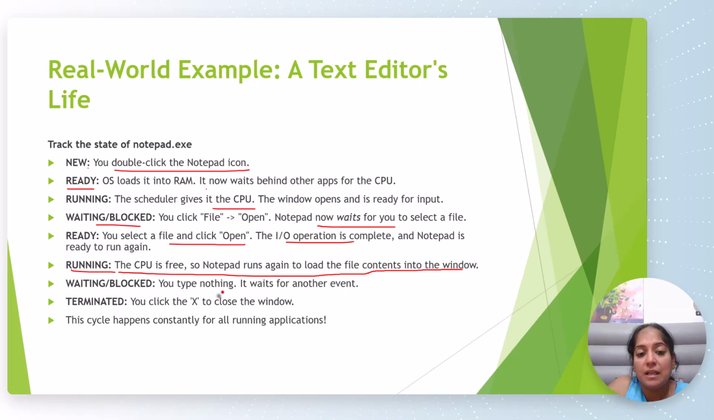Now you type nothing, so it is again waiting for you. Either you select some option from the menu bar, or you type anything, delete anything, you perform some operation. So it is waiting for you. That is the waiting state. You click X to close the window, or you save your file and then close the editor. So that is the terminated state. So this is the cycle. This happens basically the same for all of the applications. So this is how the process life cycle works.